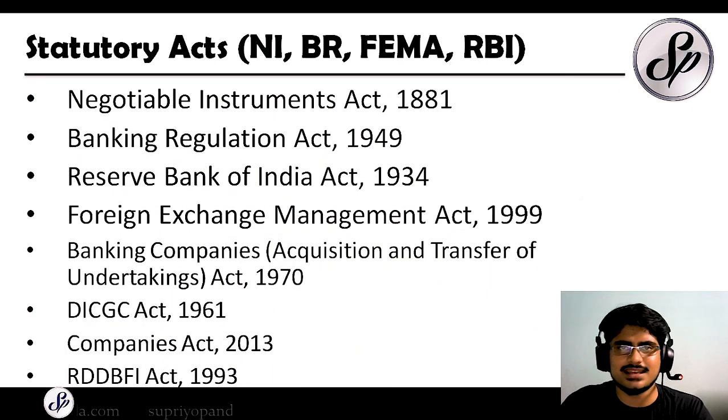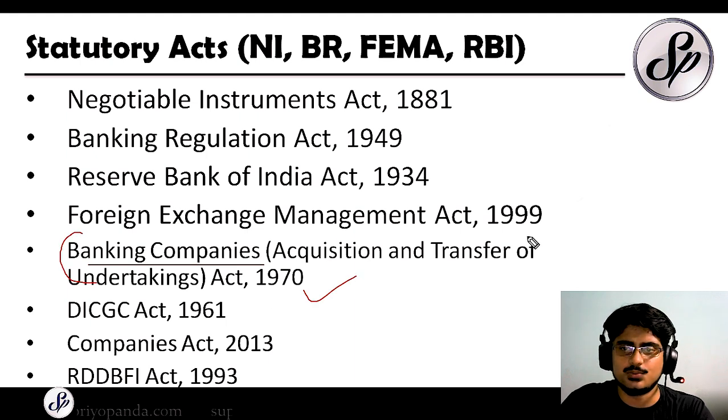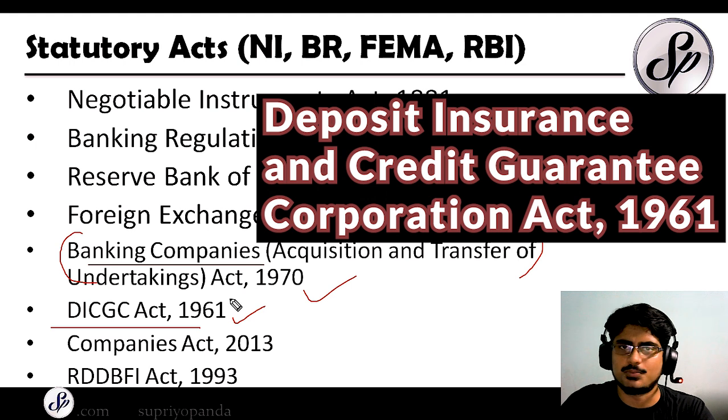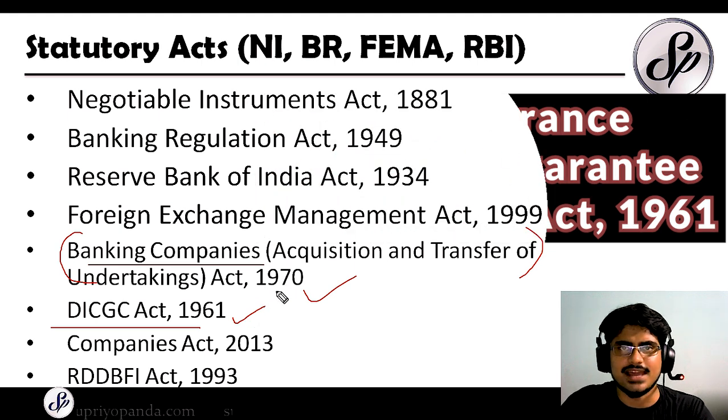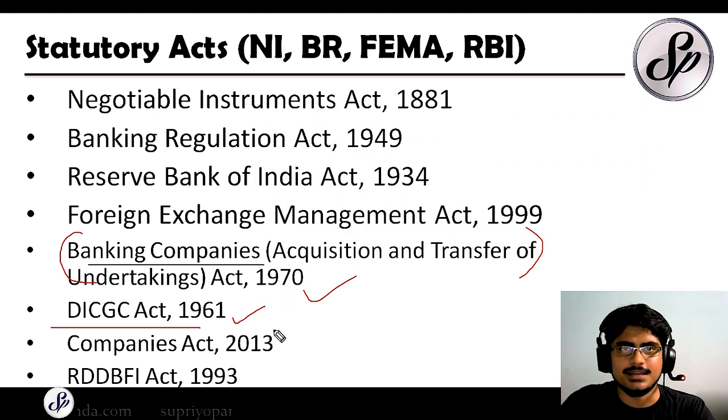Now the rest of the acts are not that important. Just remember some of them, like the Banking Companies Acquisition and Transfer of Undertakings Act 1970. So this was the act under which we had all the bank nationalizations. So we have already talked about what happened in 1969 and 1980. So I hope that you remember it. And then you have the DICGC Act of 1961, the Deposit Insurance Credit Guarantee Corporation Act. In this act the DICGC is set up and defined, and the limit for that is 5 lakh rupees per bank. So remember that as well.